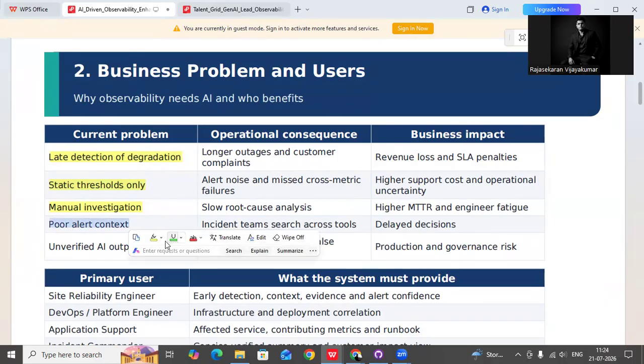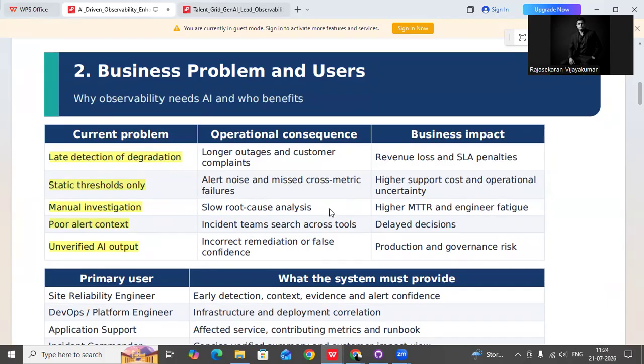There was poor alert context earlier. There was low access to incident-based decision making. Also, there were unverified AI outputs. Eventually, there were no AI systems as well. But in case an AI system had been there, how would its outputs be verified at production level? That was not clear to the system.